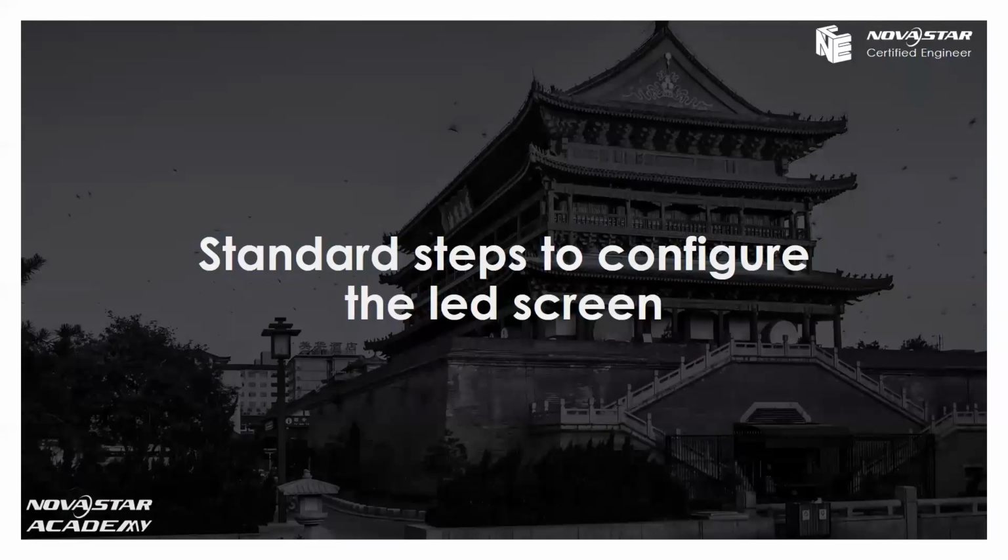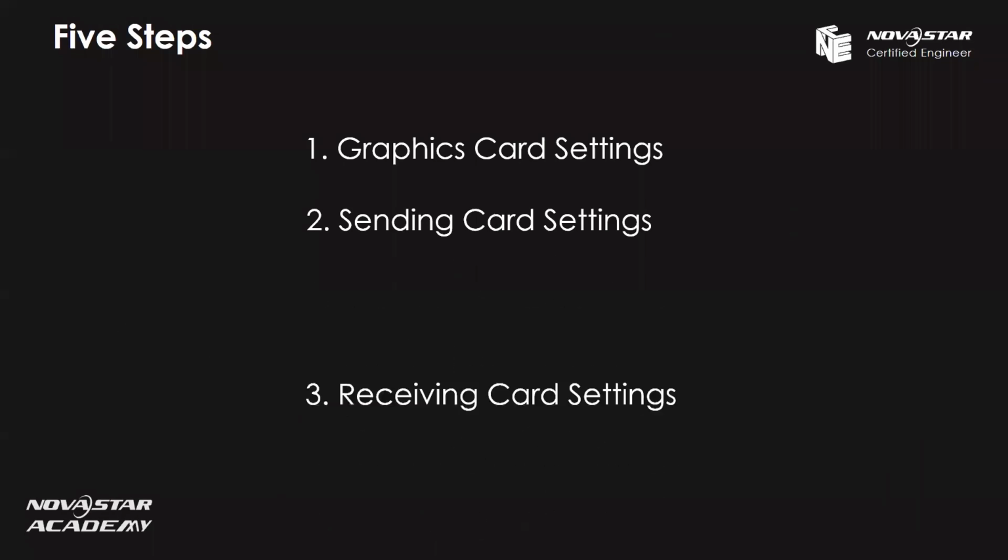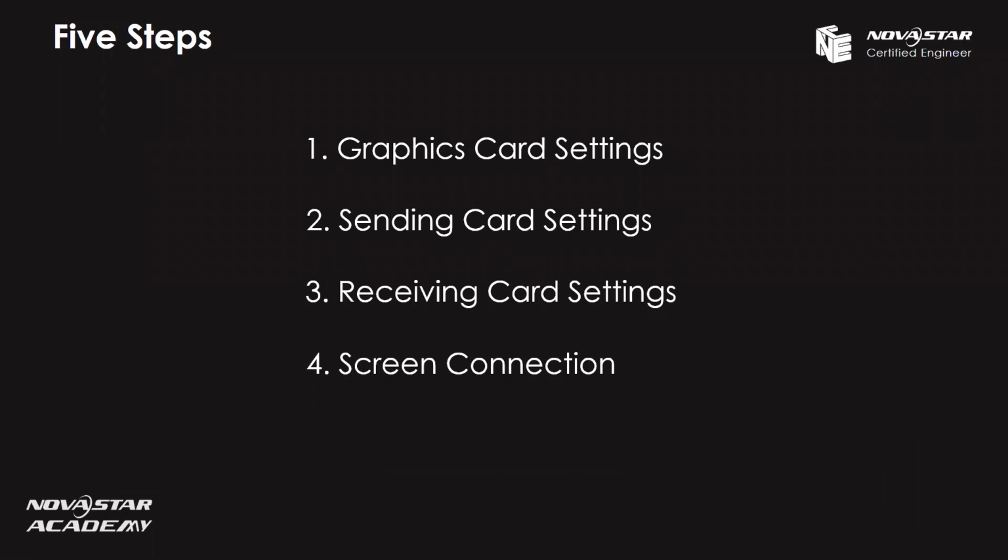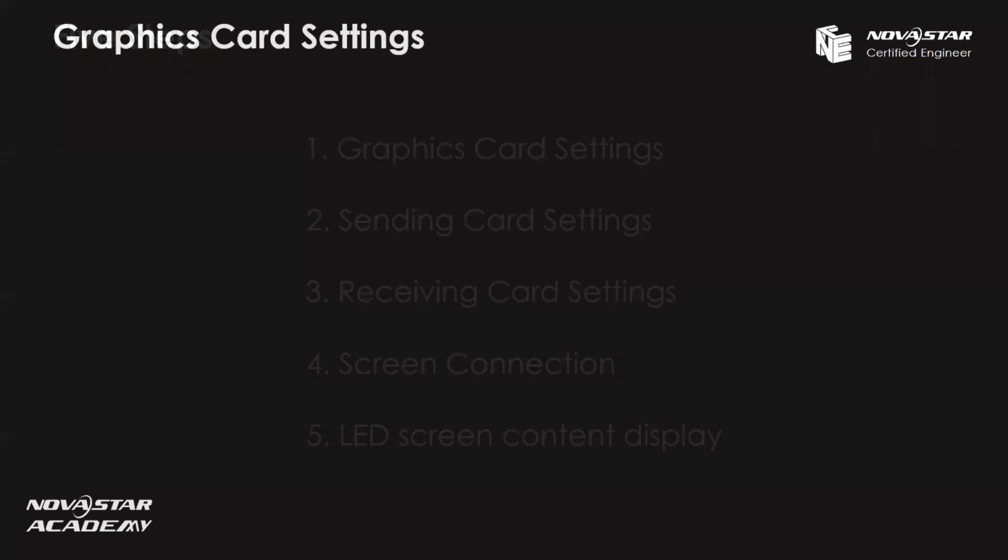As we know, the software integrates a lot of functions, so we cannot cover all the details today. We will talk about the most common, most basic and most normal situation. Now let's see the standard steps to configure the LED screen. Normally, there are 5 steps: the graphics card setting, the sending card setting, the receiving card setting, screen connection, and the LED screen content display. Now, let's see these one by one.